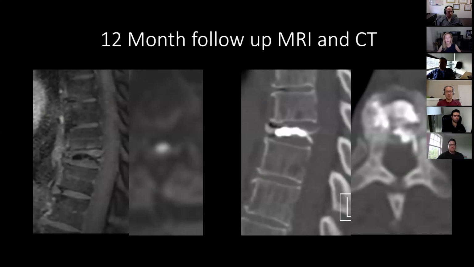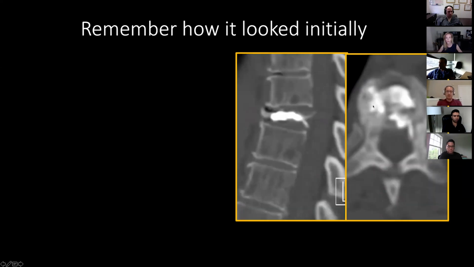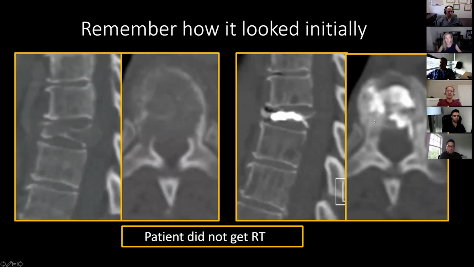This is the 12-month follow-up MR and CT. The bone did collapse, but you can see the cement is nicely in there. There's no retropulsion now. But what is intriguing here, if you note, is what has happened to the bone here. Let me show you right here. This is what it looked like, and the patient did not have RT.